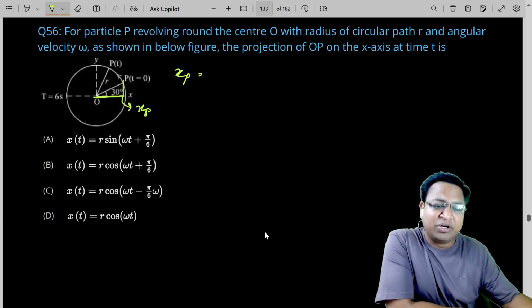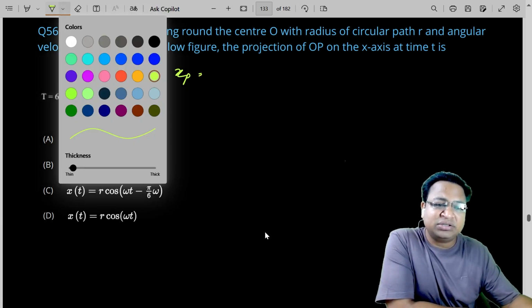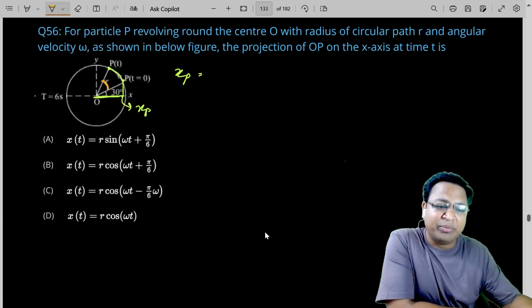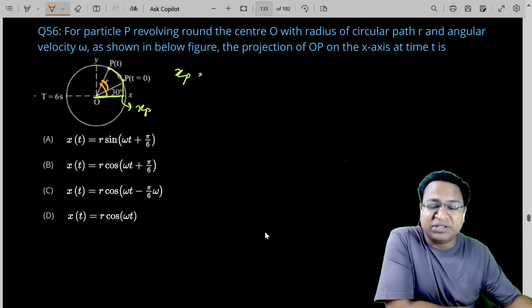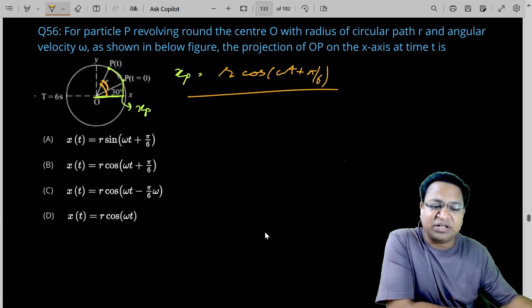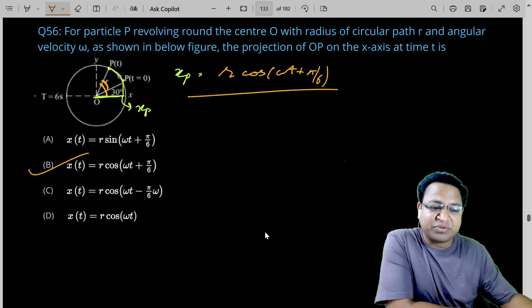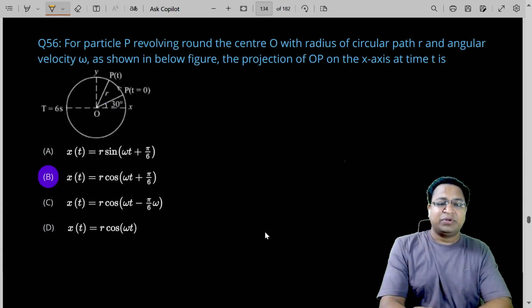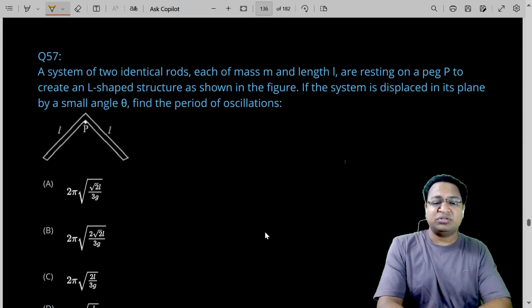So the x coordinate of point P will simply be, we see after time t, this point will move here, and this angle will become omega t. All right, this entire angle will become omega t plus 30 degree or omega t plus 5π/6. So we will write R cos of omega t plus 5π/6, and that is simply the answer. So R cos omega t plus 5π/6, option B would be the right answer here. Okay, very simple question. They were just asking the projection, so that is very easy.